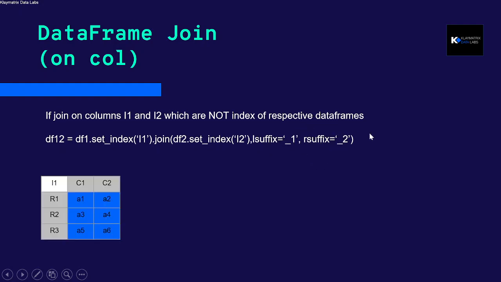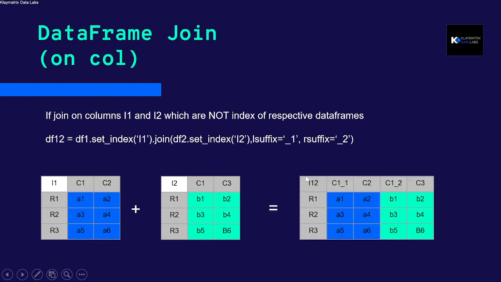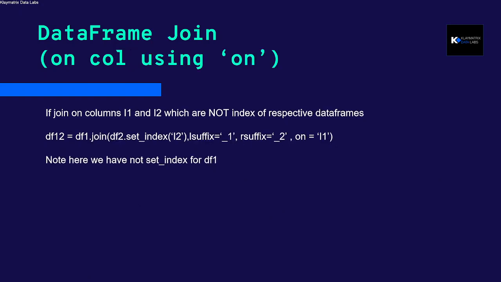So if you see this example over here, initially these I1 and I2 are not indexed, right? So these are not the index of the data frames. Hence we first convert them into index using the set index command, and then we get the output like this. If you want to use a column other than the index, then you have to use set index to convert them into index, because join uses the indices to join the data frames. And then you can use data frame join on column using on.